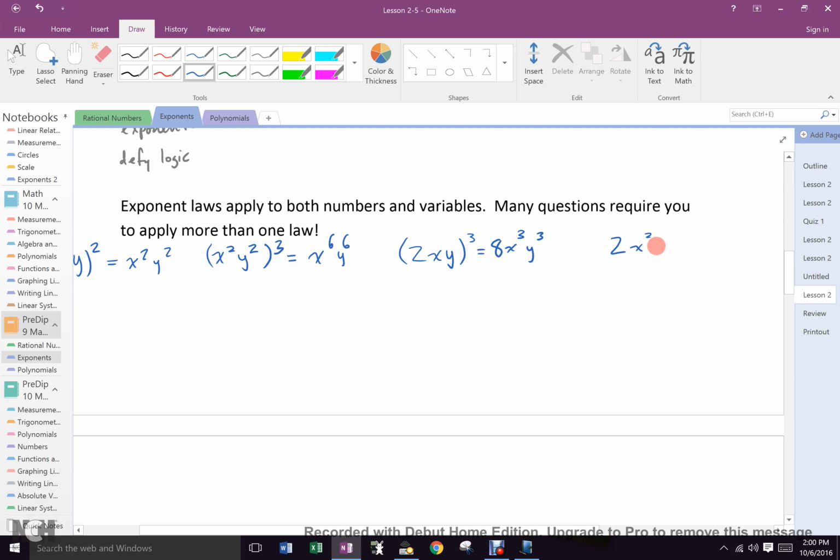2x squared y to the negative 2. No, not yet. I don't want to do that yet. I'll do that in a minute.